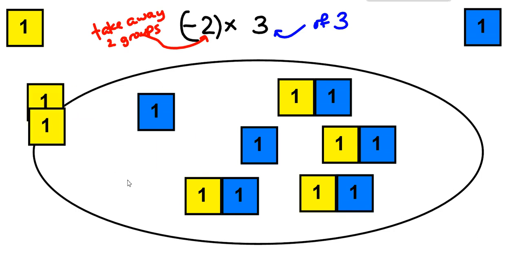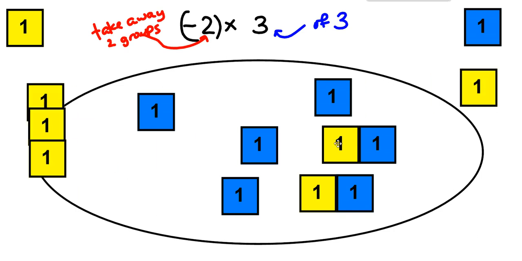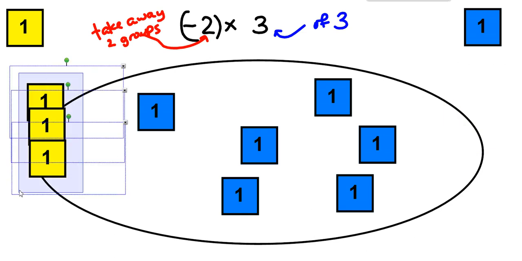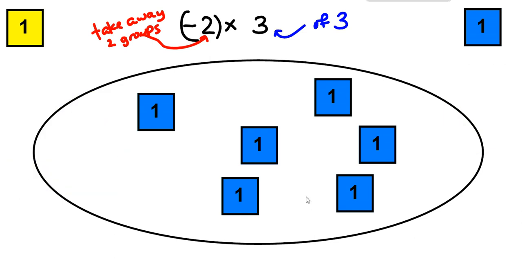We can take away this group of 3. We can take away this group of 3. These go away, and these go away. And what's left in the play area, -2 times 3, is -6. So when we have a -2 times a +3, we can add 0 pairs so that we're able to take away the thing we need to take away.